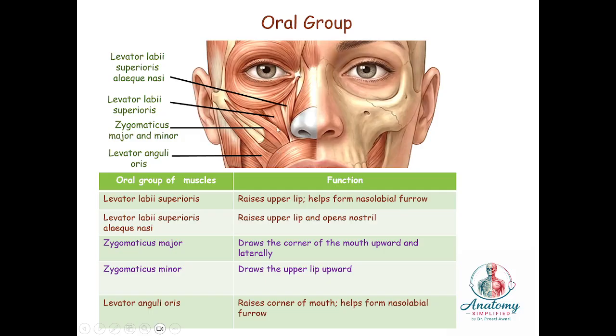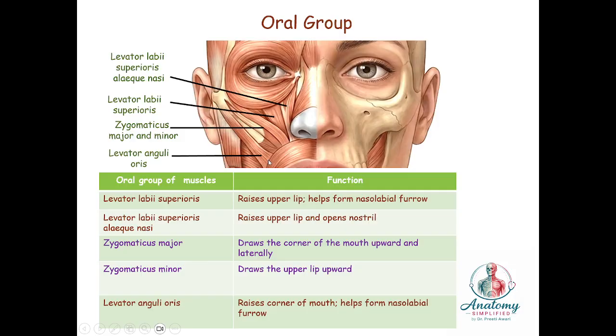Then lateral to that, we have levator labii superioris, vertically placed muscle fibers. When it will contract, it will raise the upper lip and help in formation of nasolabial furrow. We have zygomaticus major and minor muscles. These two muscles are going from the upper lip to the zygomatic bone and a little bit obliquely placed. When these muscles will contract, they can draw the corner of the mouth upward and laterally, also helping in drawing the upper lip upward. So these are the muscles helping in smiling.